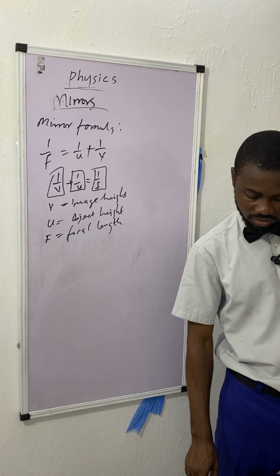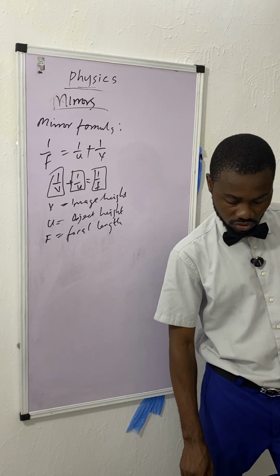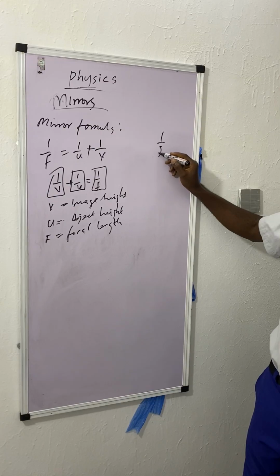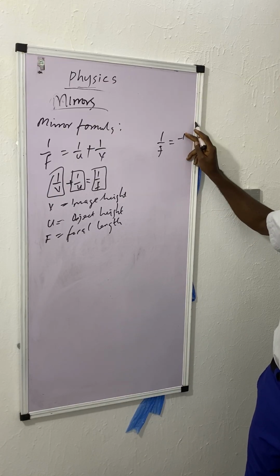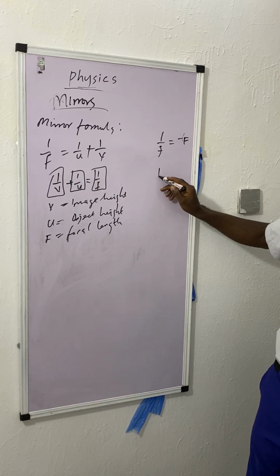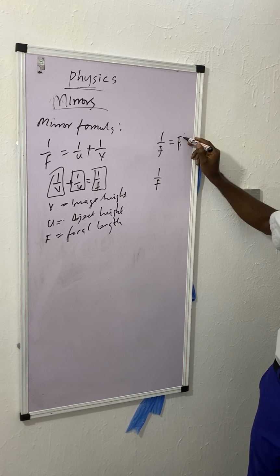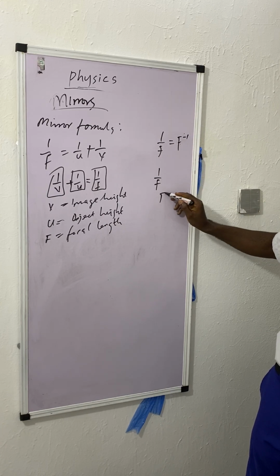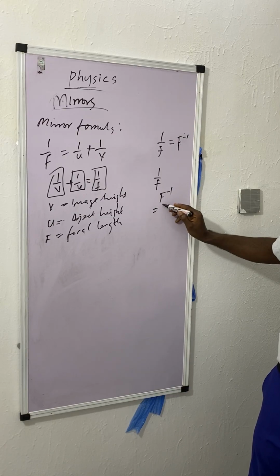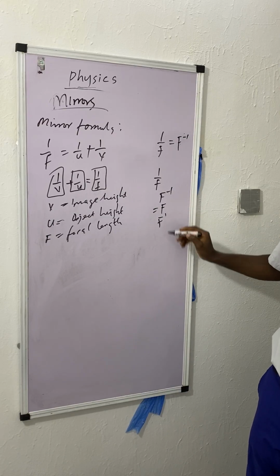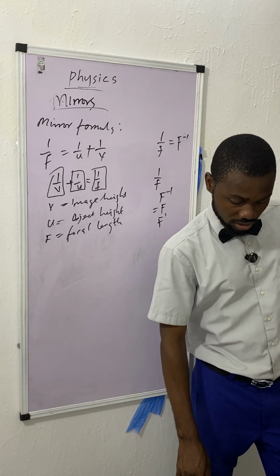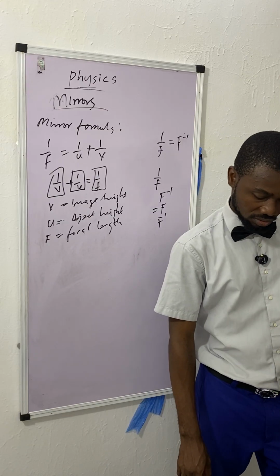So you know that when we have 1 over f, that is f raised to power minus 1. And f raised to power minus 1 in algebra is equal to what? f, or f raised to power 1 in algebraic expression.